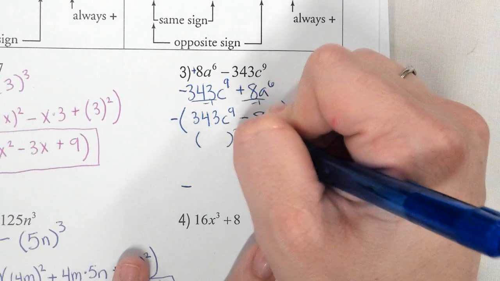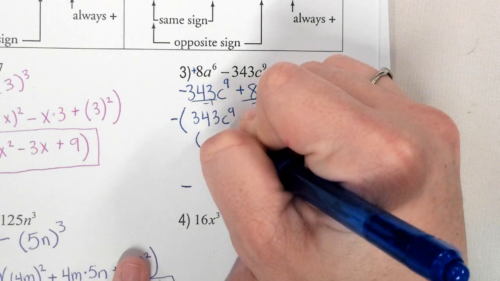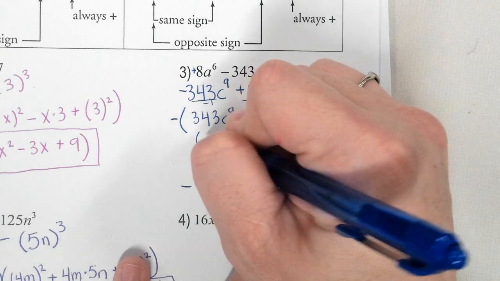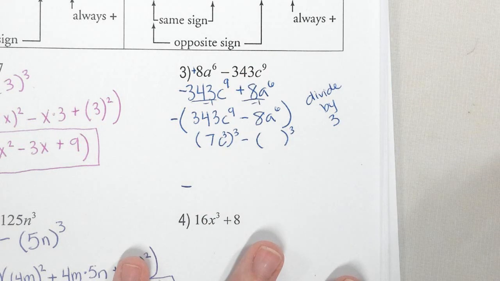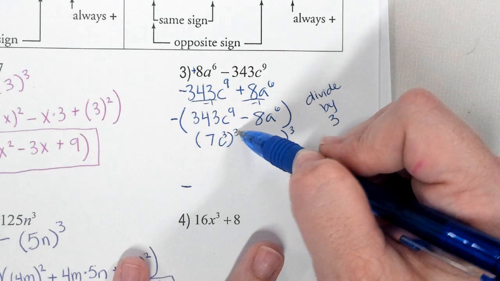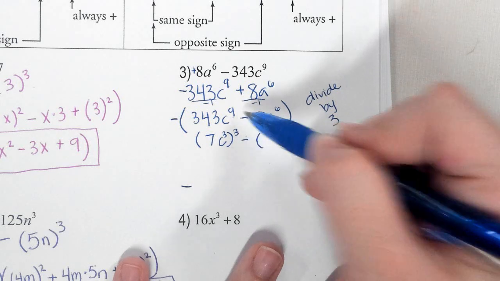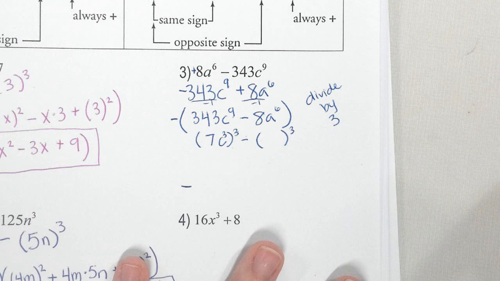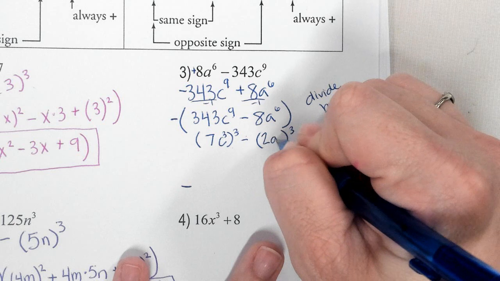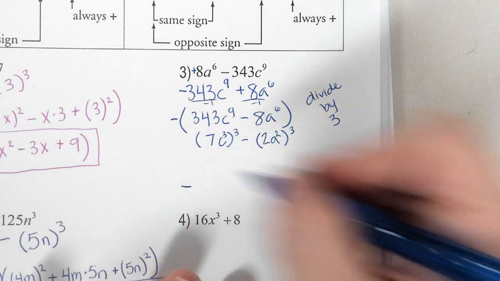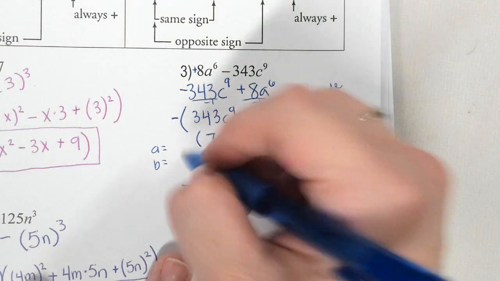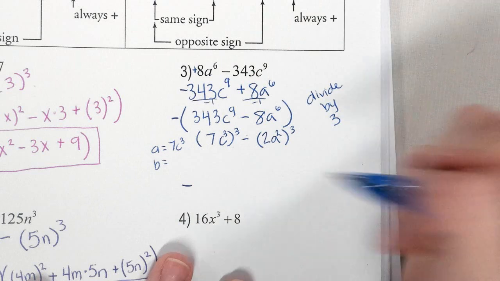Okay, so what's 9 divided by 3? 3. And now what's 343? Well, what cubed gives me 343? 7. Sorry, I kind of skipped the number. Okay, and then if we did the math, 7 cubed is 343. 3 times 3 is 9, because remember, power to a power means multiply. So I did not change anything mathematically. What cubed gives me 8? And then what's 6 divided by 3? 2. So what is my A and what is my B? 7c cubed and 2a squared.